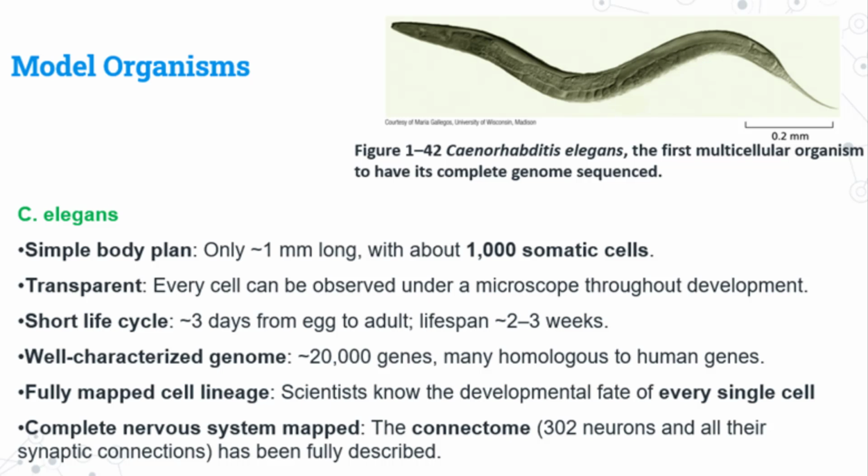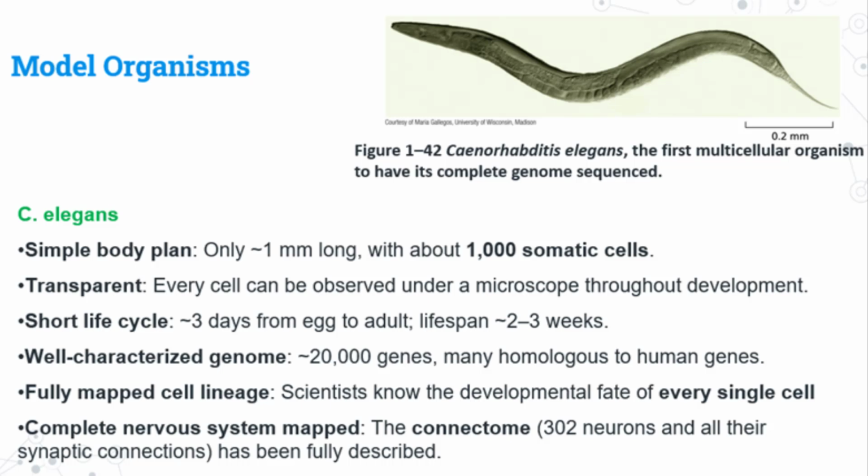It sounds incredibly useful, especially being so tiny, only about 1 millimeter long, with just about 1,000 somatic cells. But what makes it so revolutionary for science? C. elegans is just phenomenal. It was the first multicellular organism to have its complete genome sequenced. Wow, the first. The first, which tells you something about how accessible it is for genetic study. Yeah. But its key revolution really lies in its transparency. It's see-through. It's literally clear. So every cell can be observed under a microscope throughout development. You can watch every cell divide and move.